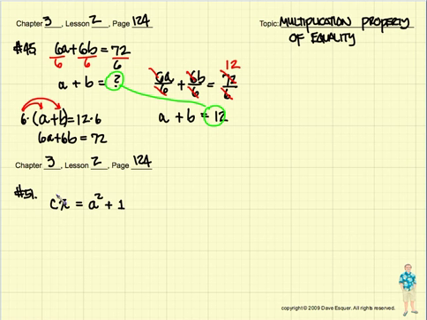Let's try number 51. Let's solve this one for x. This looks very confusing, but let's rewrite this a little more simply: c times x is equal to a squared plus 1. Well, if I want the x to be by itself and it's multiplied by c, the opposite of multiplication is division, so let's divide this side by c, and if we do that, we better divide this side by c.